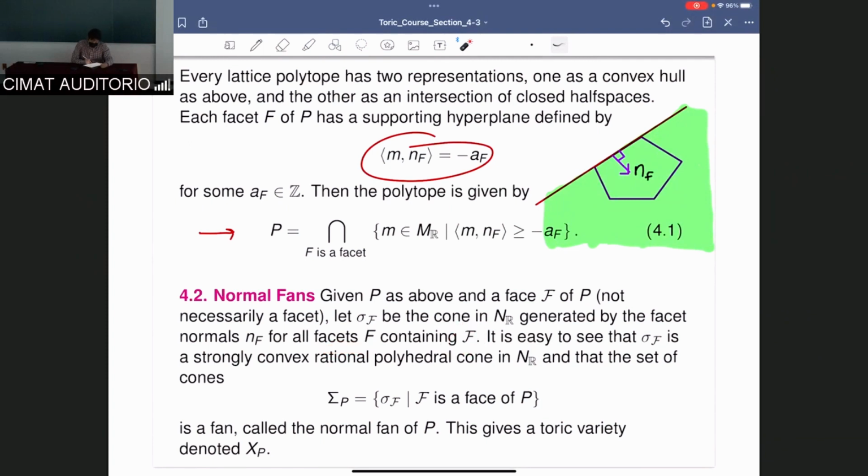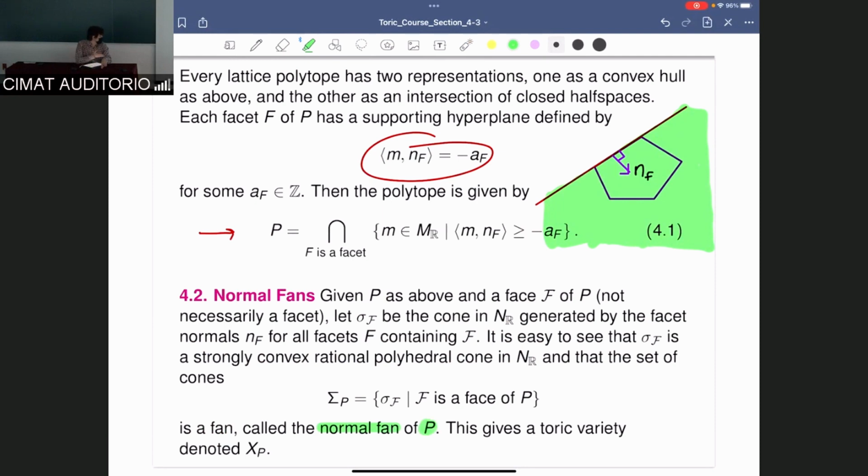There was a lot that we said over there. Let's work out one example to see what we just said. But before I go to the example, let me just tell you one thing. One can see that each of those guys is strongly convex rational polyhedral. It's a cone that is strongly convex rational polyhedral, and one can check that those guys together fit nicely. It's closed under taking faces, and any two of them intersect on a face of both. It's a fan. People call it the normal fan of the polytope.